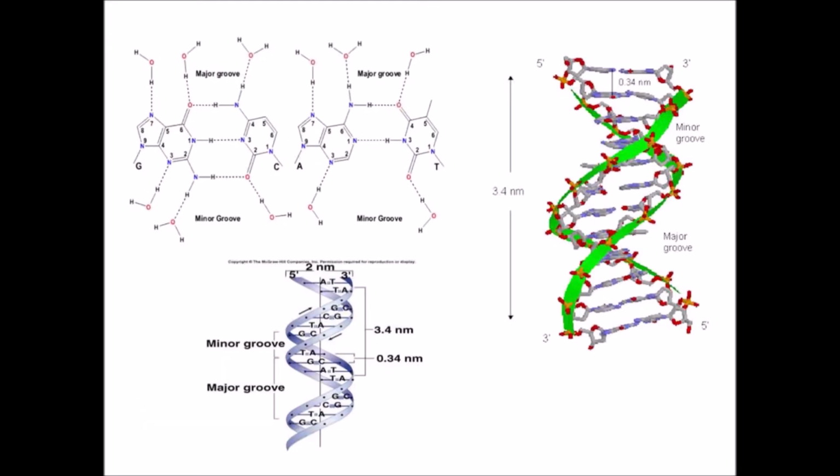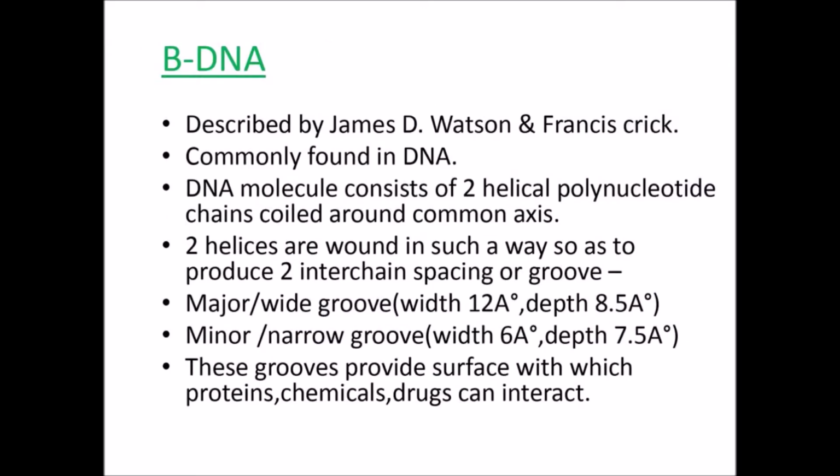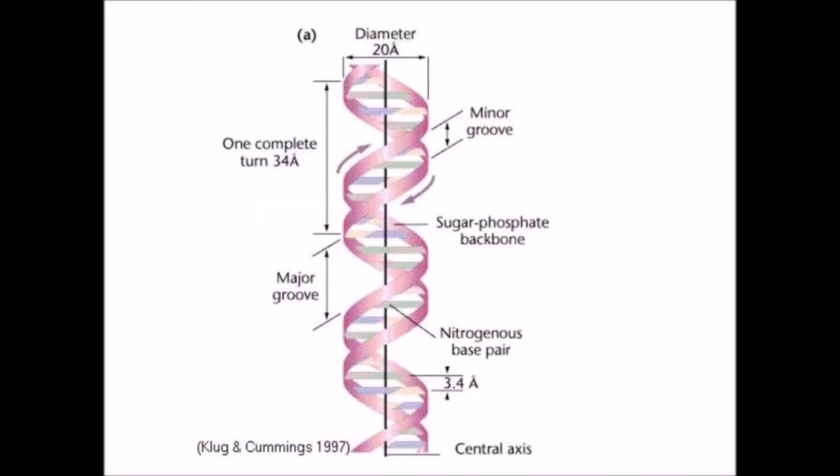This slide shows the double helical structure of DNA. First we will discuss B-DNA. Described by James D. Watson and Francis Crick, commonly found DNA. The DNA molecule consists of two helical polynucleotide chains coiled around a common axis. The two helices are wound in such a way as to produce two interchain spacings or grooves. Major groove with 12 angstrom width, depth 8.5 angstrom. Minor groove with 6 angstrom width, depth 7.5 angstrom. These grooves provide surfaces with which proteins, chemicals and drugs can interact. So this is the double helical nature of the Watson-Crick form of DNA.